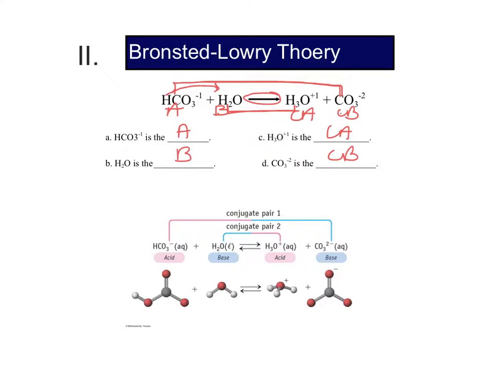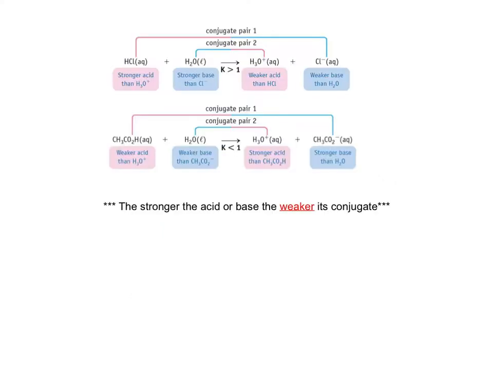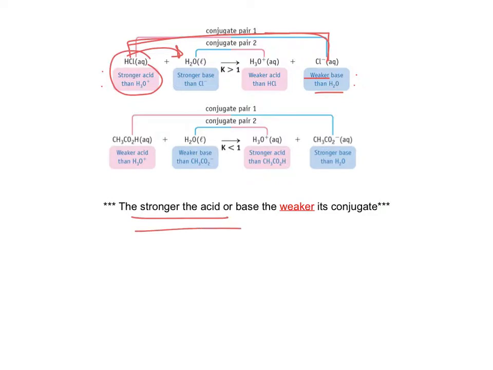And then lastly, everything goes opposite when you cross over. For example, hydrochloric acid is a strong acid that can donate, and it will become a base on the other side, and it will also become weak. So it was a strong acid over here, a weak base on the opposite side. So the stronger the acid or the base, the weaker its conjugate is going to be.